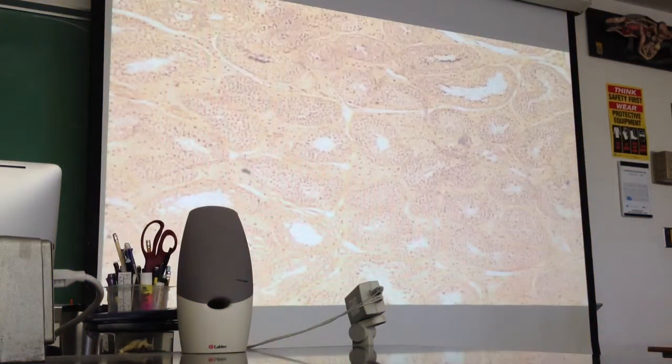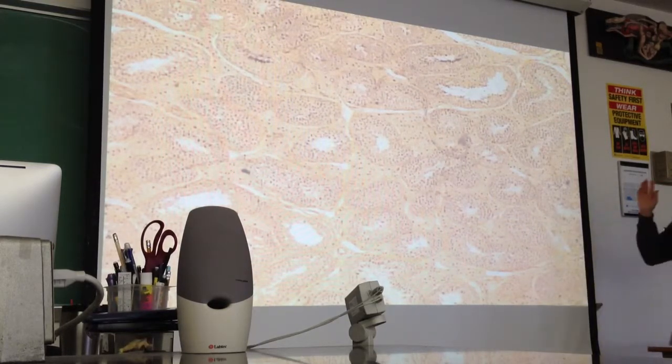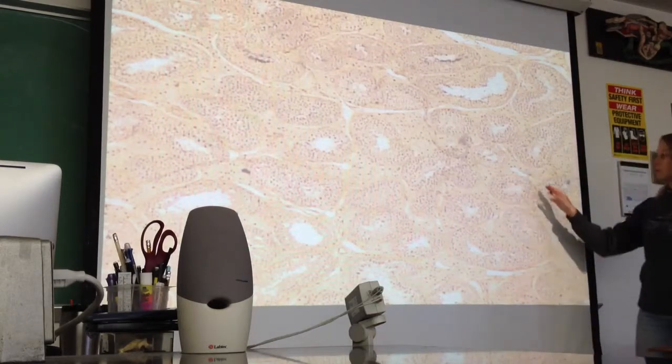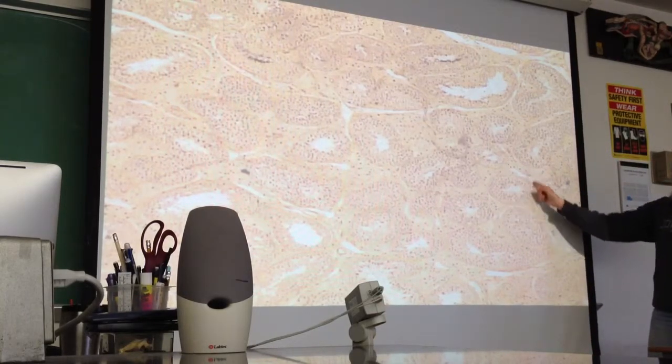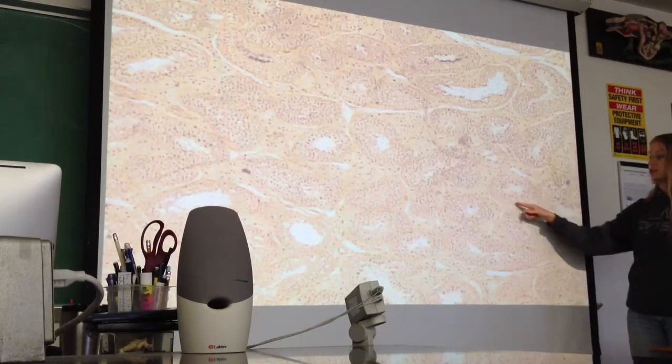The testes, this always kills me because you can see so much of these, and it's actually really cool, but you only need to know two stupid little things. So what we're looking at right now is just a cross-section of the testes, and it's basically a culmination of circles. These are going to be the seminiferous tubules.